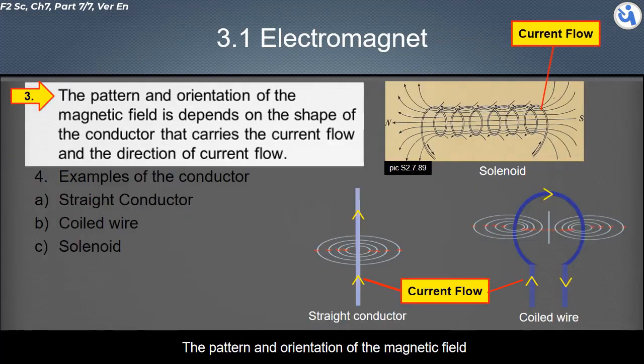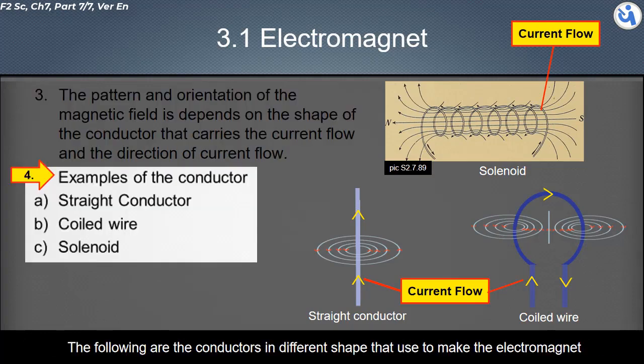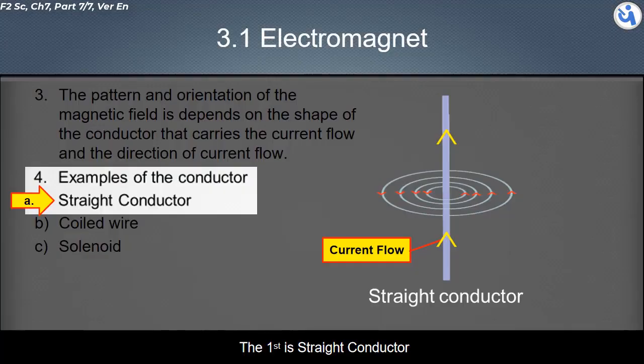The pattern and orientation of the magnetic field depend on the shape of the conductor that carries the current flow and the direction of current flow. The following are the conductors in different shapes that are used to make the electromagnet. The first is straight conductor. Straight conductor can be a straight cable.